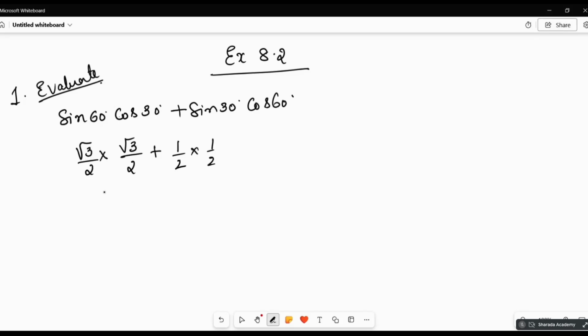Root 3 into root 3 is what? 3. 2 into 2 is 4, plus 2 into 2 is 4 here. So 1 by 4. This is equal to 3 plus 1 by 4. It is equal to 1. Okay.